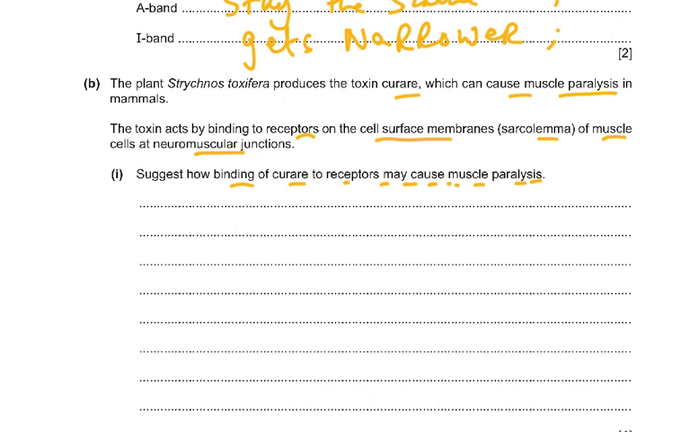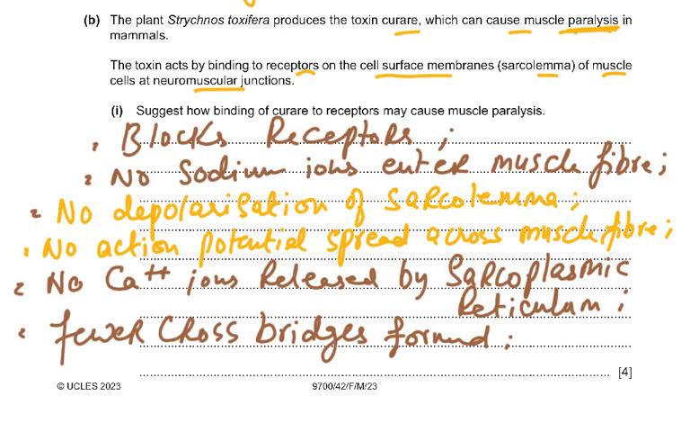So basically you have to just say that all those things which result in a muscle contraction would not happen, because the question told you that the toxin curare causes muscle paralysis. So muscles are not going to contract, so no cross bridges are going to be formed. Blocks receptors, no sodium ions enter muscle fiber, no depolarization of sarcolemma, no action potential spread across the muscle fiber, no calcium ions released by the sarcoplasmic reticulum, so no story of the tropomyosin and the troponin and all that, and no cross bridges or fewer cross bridges will be formed.